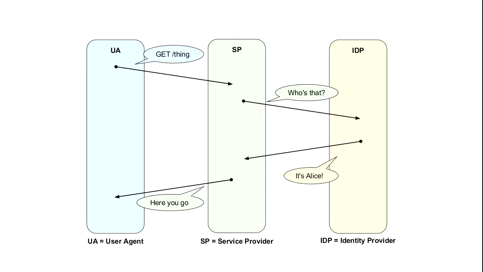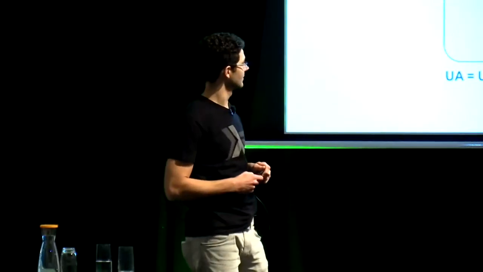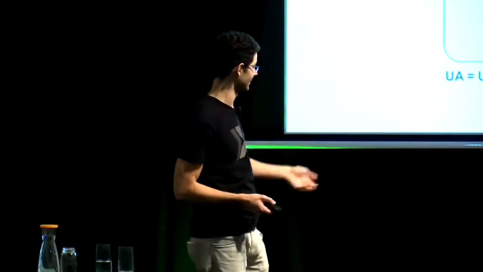The IDP will do some work to authenticate the user, and if the user is able to successfully authenticate, the IDP will return control to the service provider along with an assertion about who that user is. In this case, it's Alice. And the service provider can, at this stage, perform authorization checks as distinct from authentication. And if the service provider is satisfied that Alice is allowed to have the thing, then it can return the thing. Here you go.